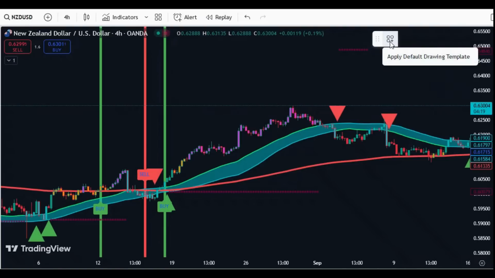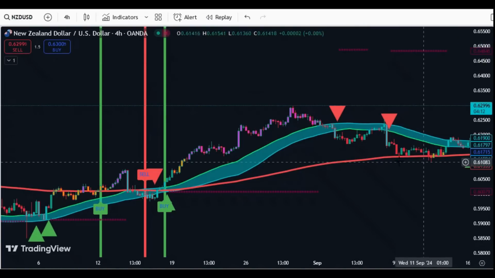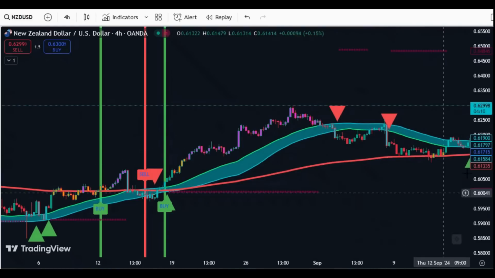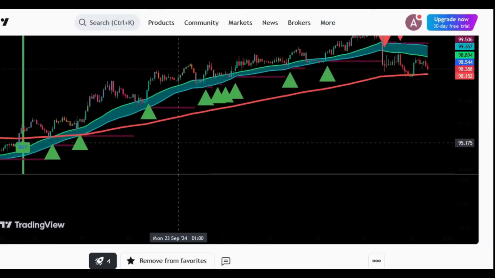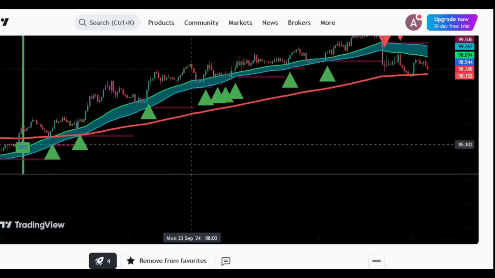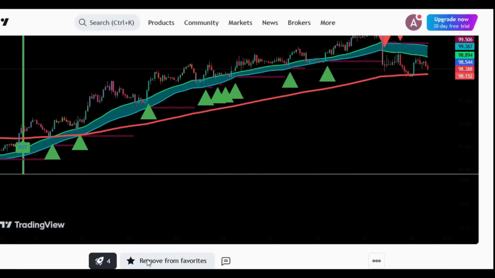Now that you know how this works, let me show you how to apply this indicator to your own trading platform. First, head over to the description box of this video. You will see the link to download the indicator. Copy that link, paste it into your browser, and you are going to see the button to click in order to add this indicator to your TradingView account.